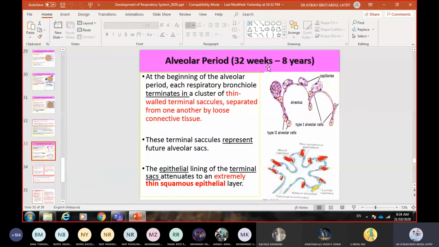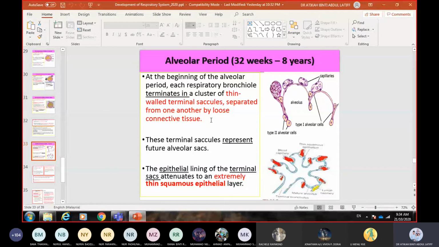Okay, so the final period is the alveolar period. This is between 32 weeks and 8 years of age. So if a baby is born a bit prematurely at 32 weeks, inshallah they will survive because their lungs are already quite mature compared to the 24 week, which just started having surfactant. At the beginning of the alveolar period, each respiratory bronchiole terminates in a cluster of thin-walled terminal saccules separated from one another by loose connective tissue.